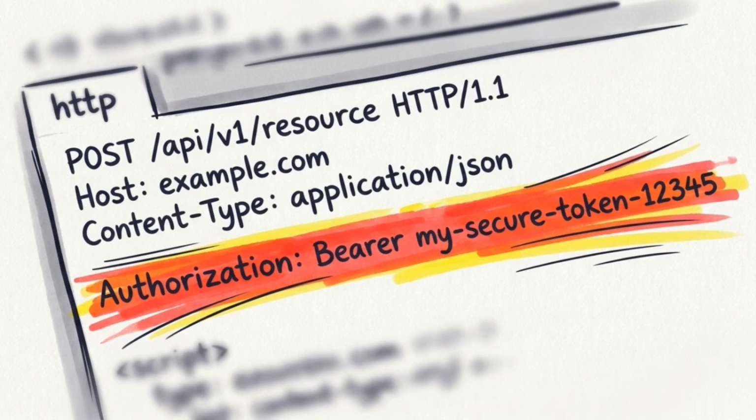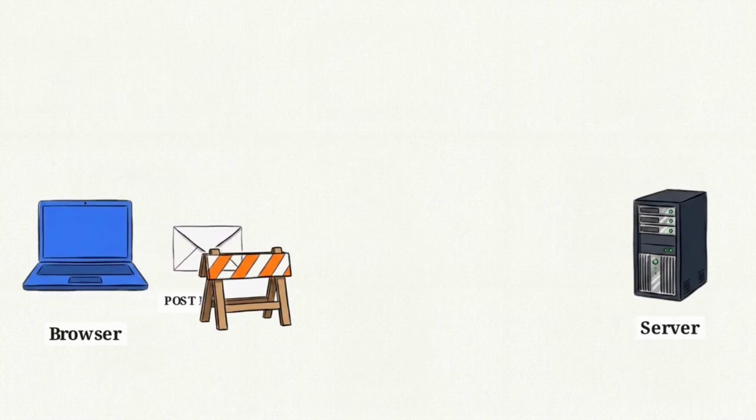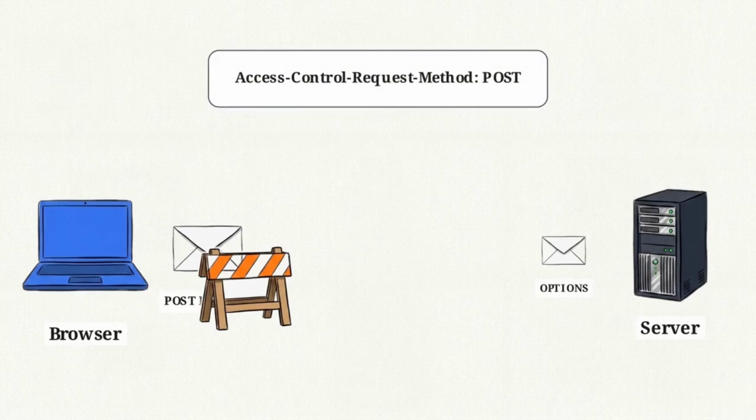Let's look at a high-risk scenario. Your application makes a POST request that includes a secure custom authorization token. Because this operation can change state on the server, the browser halts the main payload. Instead, it sends an invisible scout across the network, an OPTIONS request, to ask for permission first. This is the pre-flight. The pre-flight scout carries a specific query, Access-Control-Request-Method. It is asking the server if a POST action is acceptable.